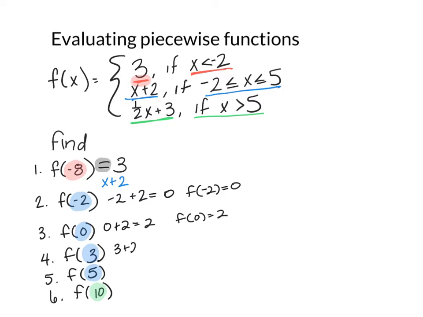And 3 plus 2 equals 5. So f of 3 equals 5. And 5 plus 2 equals 7. I'm plugging them all into the same equation, x plus 2, because they're all blue.